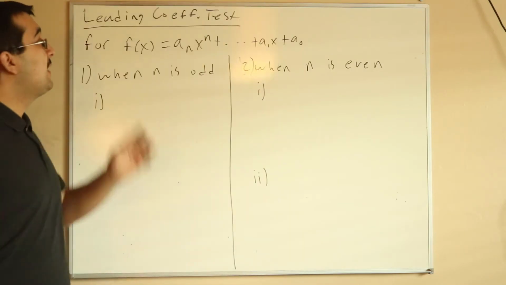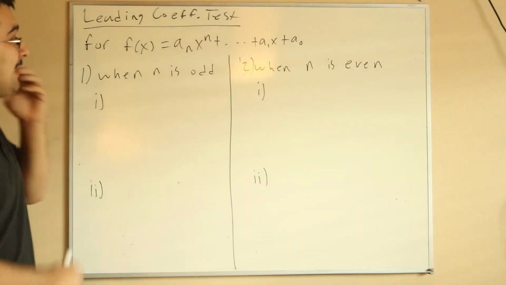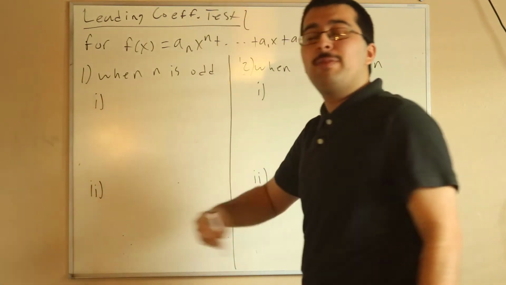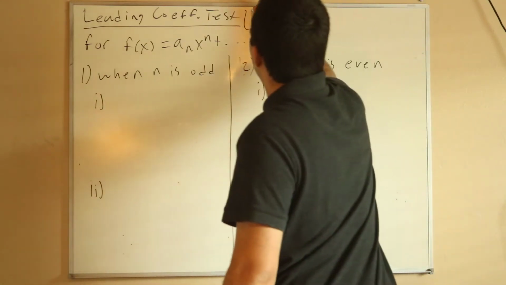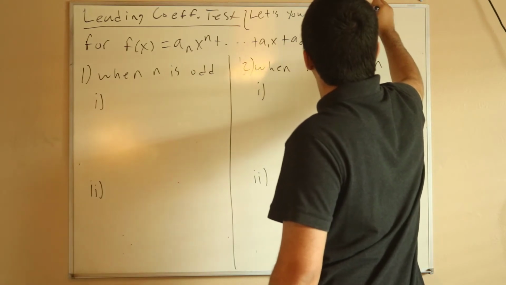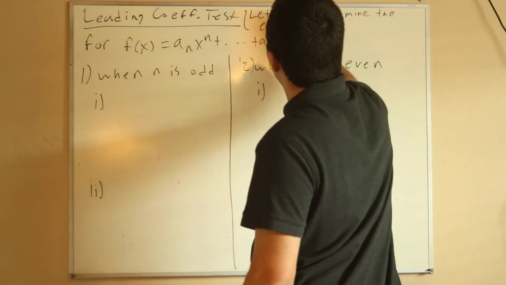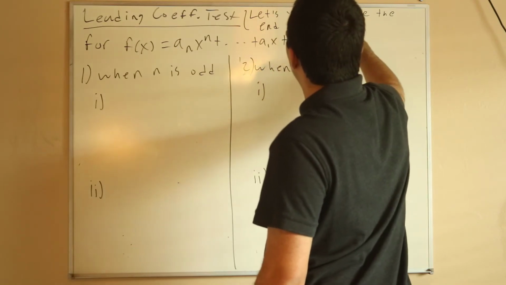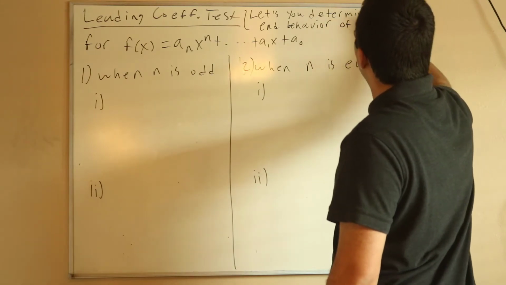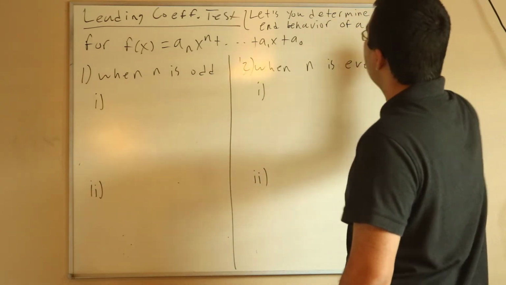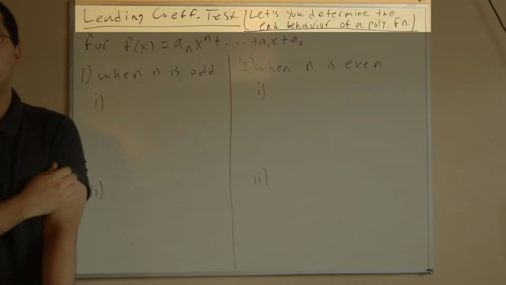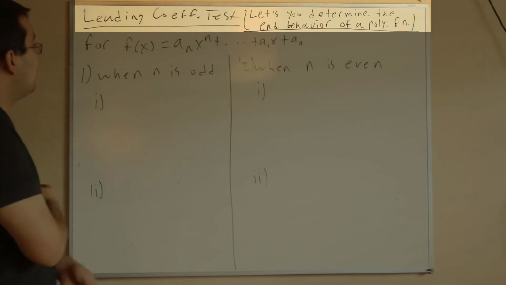Okay, so let's go ahead and discuss the leading coefficient test. And so this is the test that lets you determine the end behavior of a graph. Oh, I guess I should be a little more specific. The end behavior of a polynomial function. So this is a pretty useful test, right? Kind of lets you, again, shortcut your way through graphing a polynomial function. So let's go ahead and talk about it.